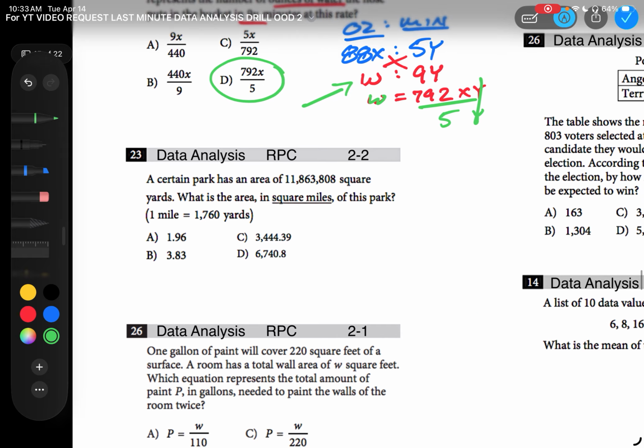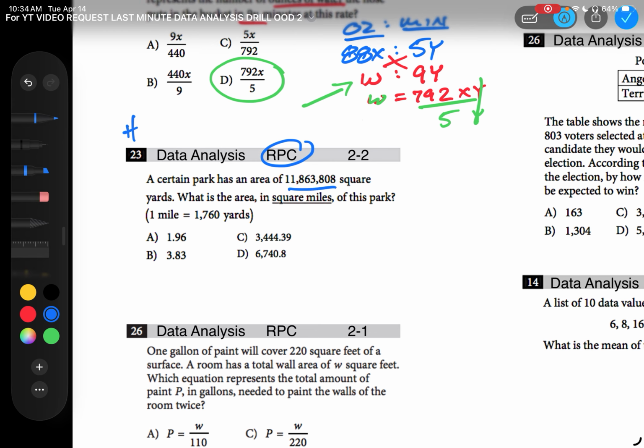All right, question number 23. This is meant to be hard also. And what is it testing? Ratios, proportion, and conversions. Now they're using square yards, square miles, and all that good stuff. So this is how you deal with these guys. These are designed to throw you off, but I'm going to use labels again.